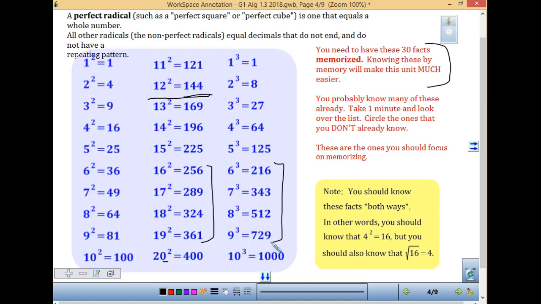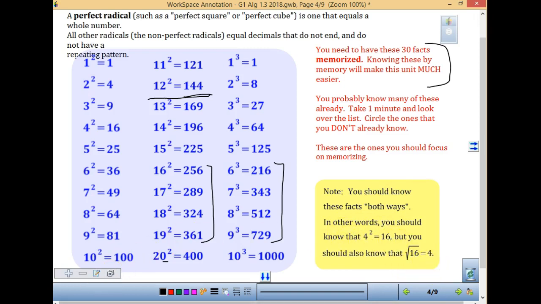So I will attach on the daily planner some Quizlets that are just simply the squares and cubes, so that if you want to practice those or work on those. But you do want to think of memorizing those. It says you probably have many of these down. Take a minute to look over the list. Circle the ones that you don't already know. So if you're going through it, you can't go, oh, 16 times 16. Circle that one. Those are the ones you need to work on. Do you need to work on any of the other ones? No. You have them down. It says you need to know this both ways. In other words, you should know that 4 squared is 16 and the square root of 16 is 4.